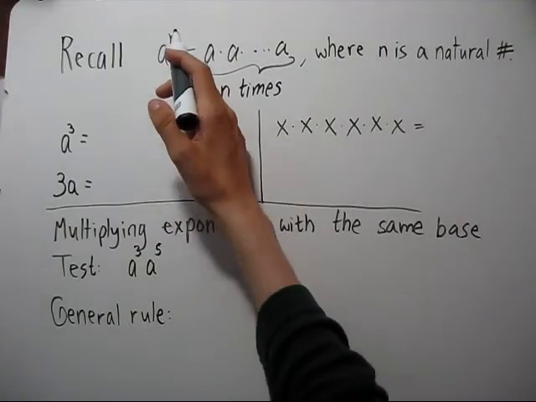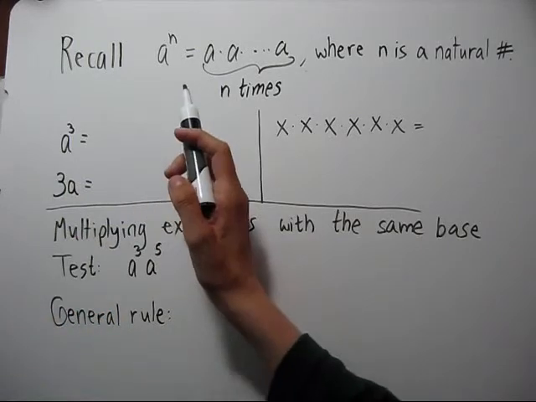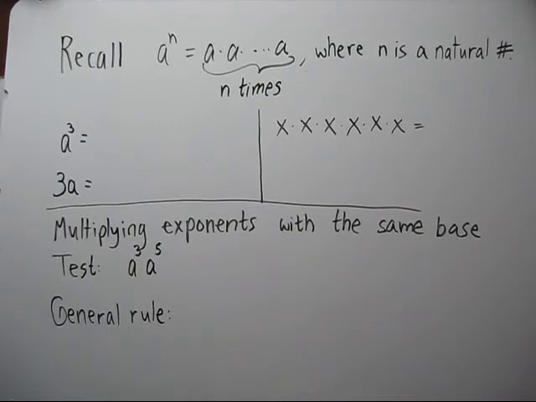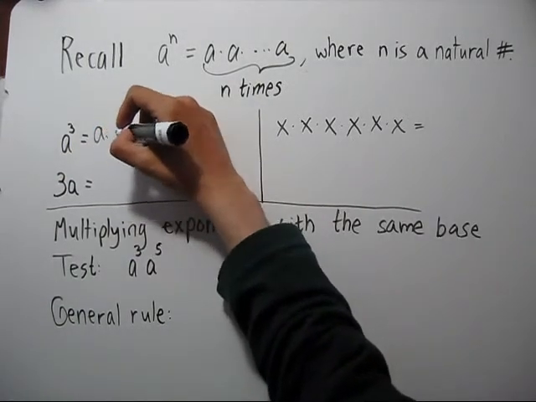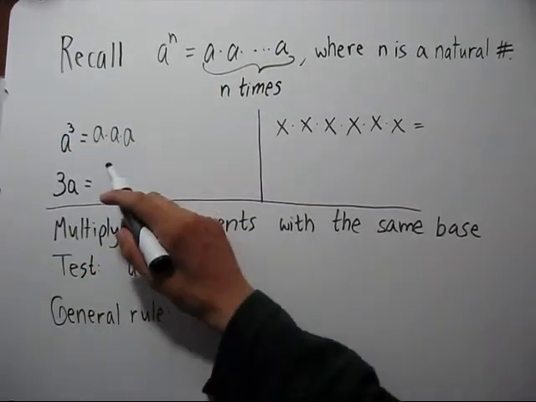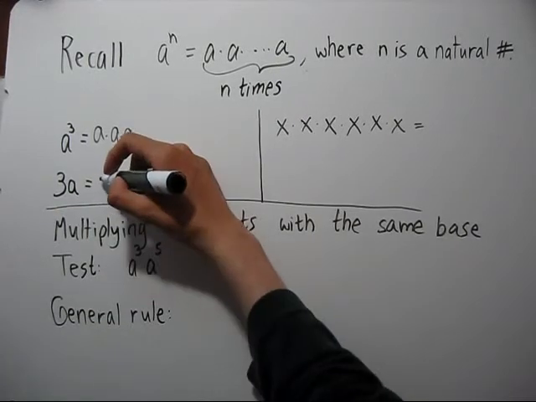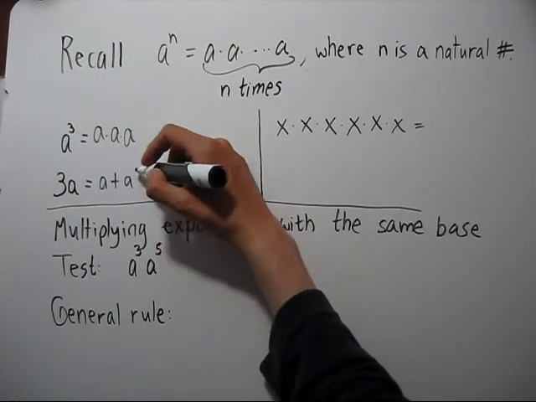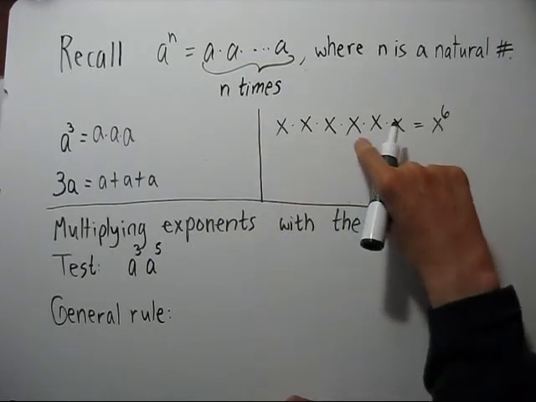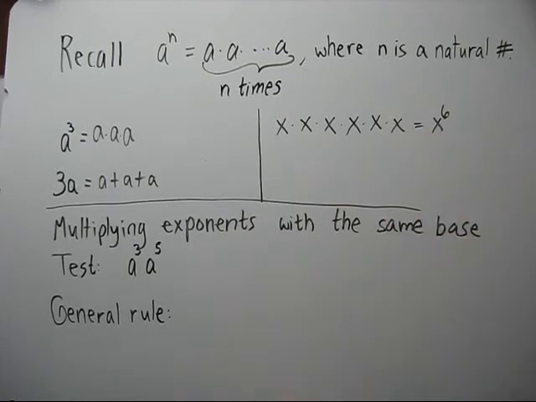So if we have a to the n, where n is 1, 2, 3, 4, 5 or something like that, this really means that we're taking a times itself n times. So a cubed means a times a times a. It's nice to have this shorthand so we don't have to write 3 a's out. Now 3 times a is a plus a plus a. Let's go backwards. If we have x times x times x times x times x times x, that can be written as x to the 6th.